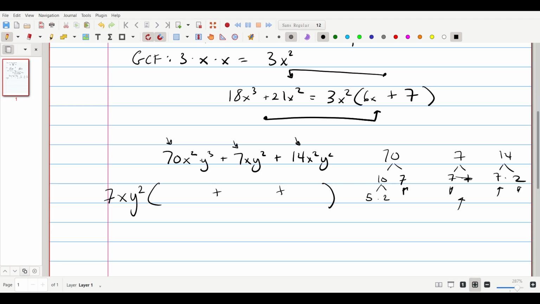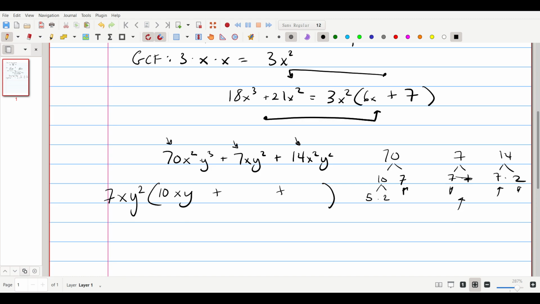Well, we just basically need to think about this term times what gives me 70x squared y cubed. And so numerically, we know we need the 10 to go from 7 to 70, so we know we have a 10 here. We're missing an x, right? X to x squared, so we need one x here. And then we're also missing a y because we have y squared to y cubed. So we're going to need a y there as well. Okay, now for the second term, we have a 7. Okay, so that checks out.